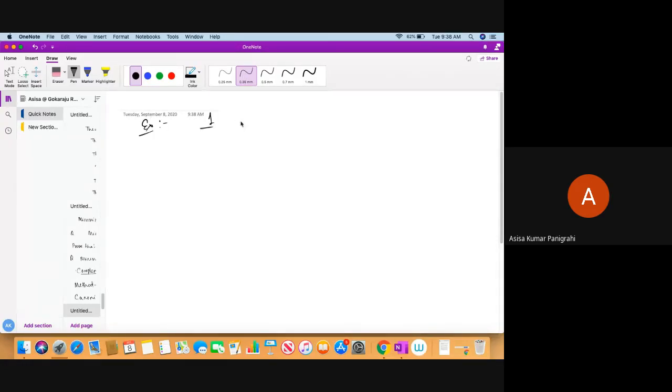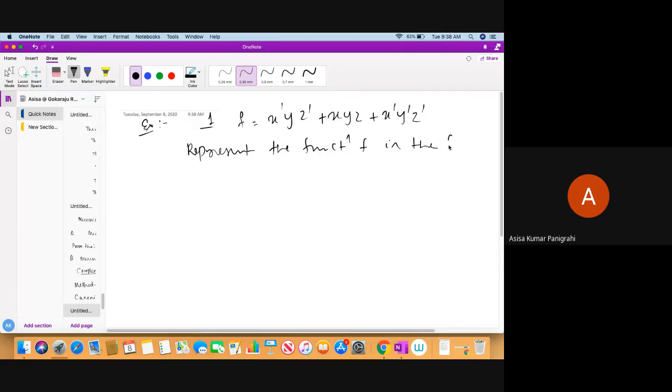Let's say question 1. Let's say f is x bar, y, z bar, or x, y, z, or x bar, y bar, z bar is given to you. What you need to do, I have told you. You have to represent this in the form of min terms. It asks you to represent the function f in the form of min terms. What you need to do, students? Very simple. Take the function f like this: x bar, y, z bar, or x, y, z, or x bar, y bar, z bar.